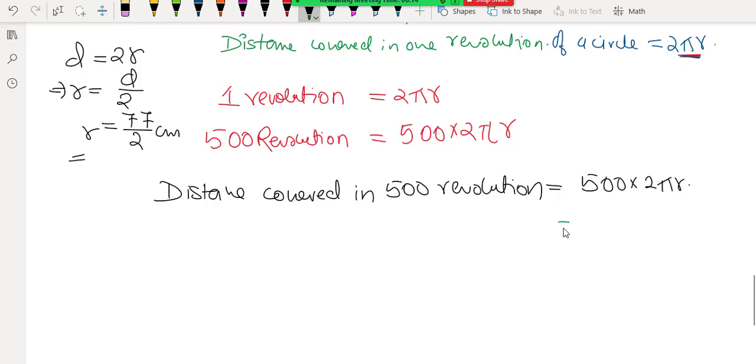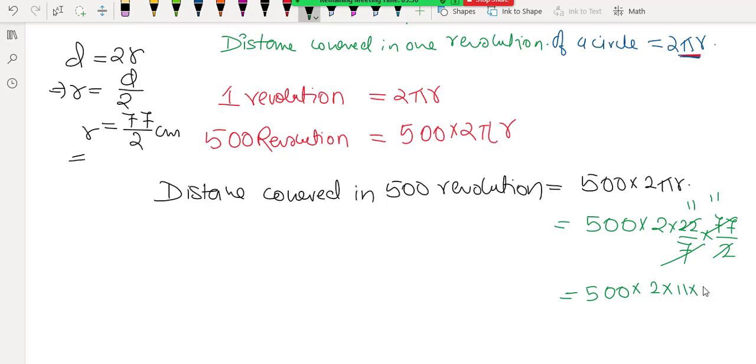Let's solve it. So the distance will become 500 into 2 into 22 by 7 into 77 by 2, ये हमारे पास आ जाएगा। That means if I solve it, then it will become 7 11 ja 77, 2 11 ja 22. So it will become 500 into 2 into 11 into 11, and we know that 11 into 11 it will become 121, and we also know that 500 into 2 it will become 1000. It will become 1000 and it will become 121. So the final answer will become 121000 centimeter.